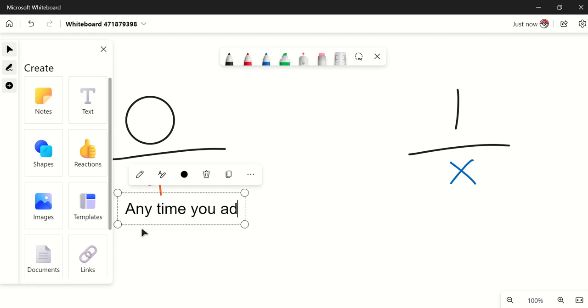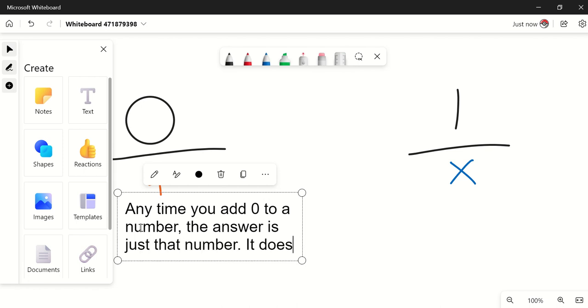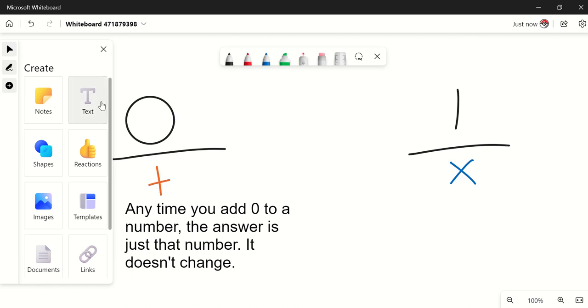Anytime you add 0 to a number, the answer is just that number. It doesn't change. So if I could add 0 to 1,000,000, it would still just be 1,000,000. Add 0 to 5, it would still be 5. Adding 0 doesn't change the answer. That's the identity property for 0.